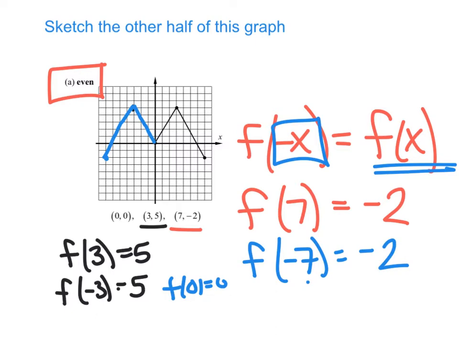Now, what do we have to know about even functions? Well, this picture says it all. It's symmetric to the y-axis. So let's go back and get a big star there: an even function has symmetry to the y-axis.